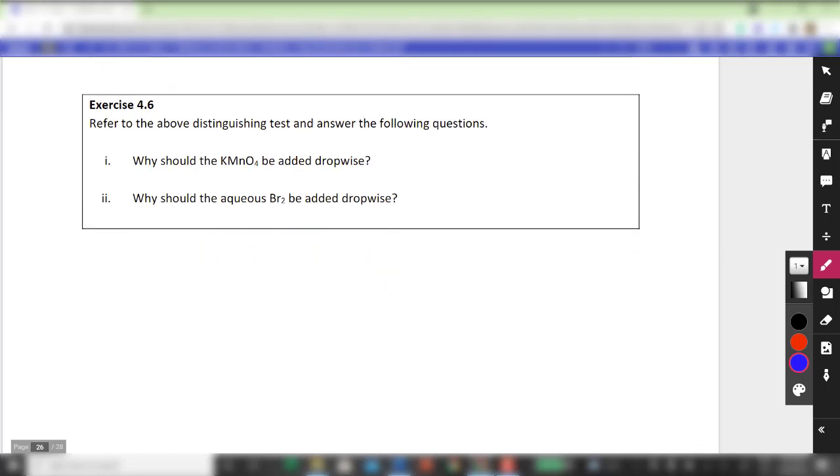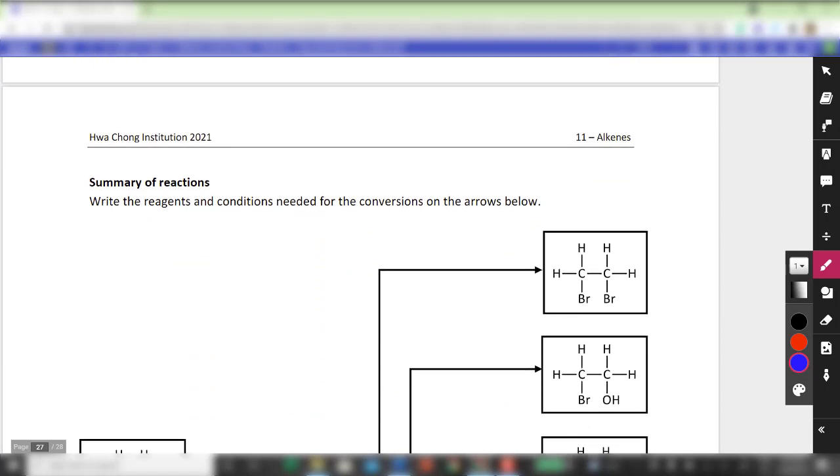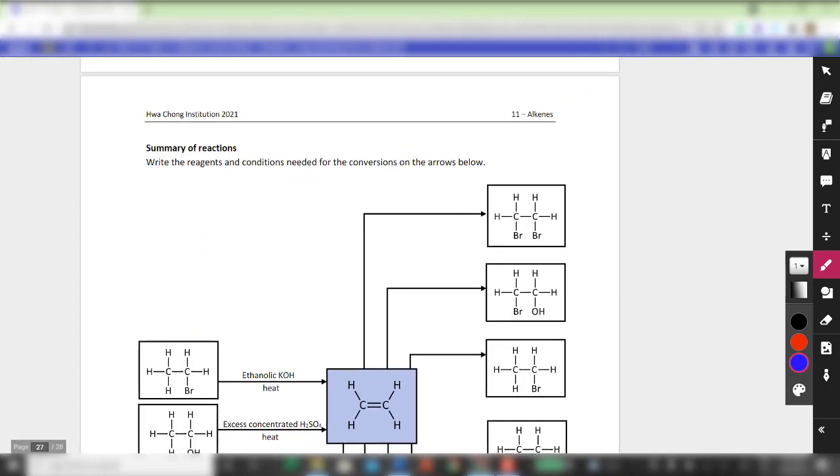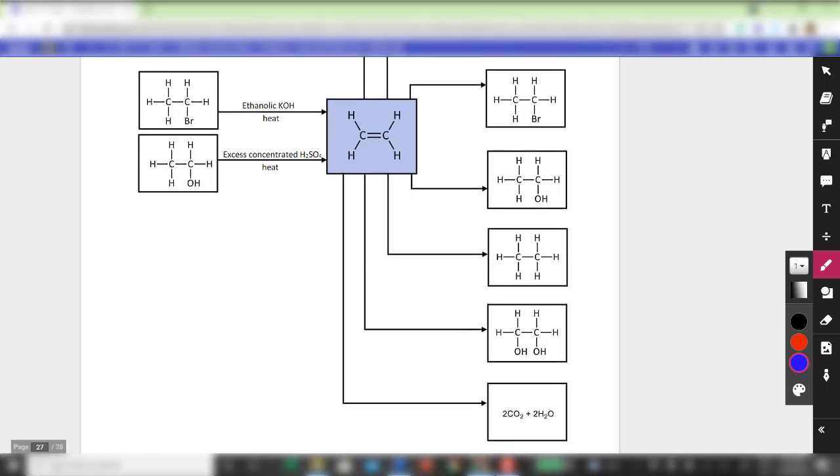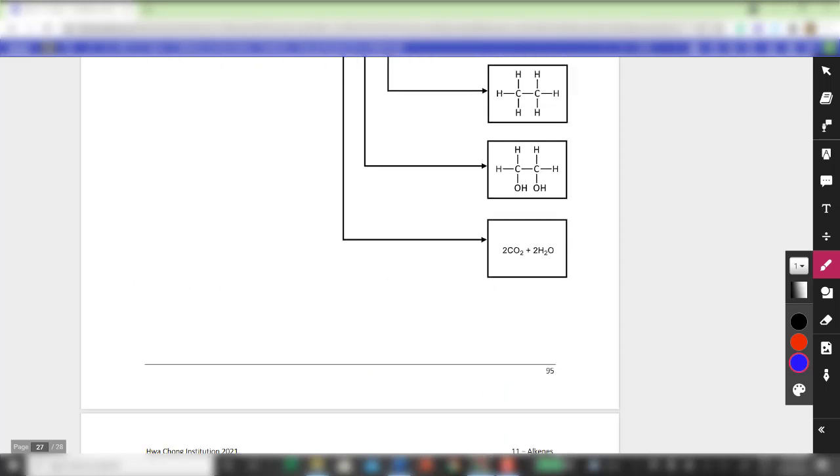All right, okay. And then the summary of the reactions here, I'll leave it to you to fill in the boxes, so as to familiarize yourself with the necessary conditions in order to get the addition products, either the addition product or the oxidative cleavage products for that matter.